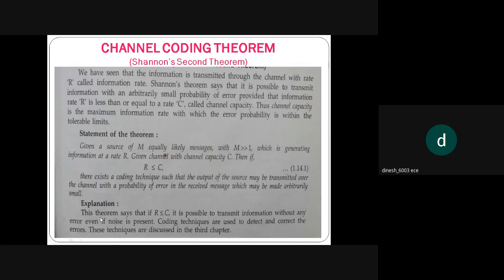The explanation is that if R is always less than or equal to C, it is possible to transmit the information without any error, even if noise is present. The possibility of transmitting information can occur only if the maximum information rate R is less than or equal to the channel capacity C. If that is the case, we can transmit information without any errors. Though noise will be present, we can eliminate it. So this is what Shannon's second theorem is.